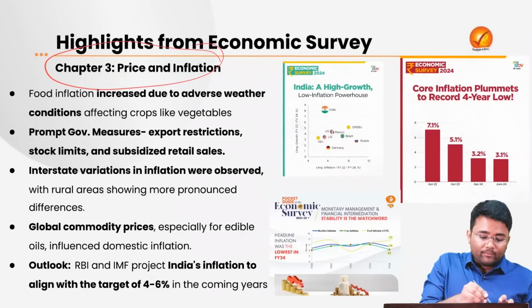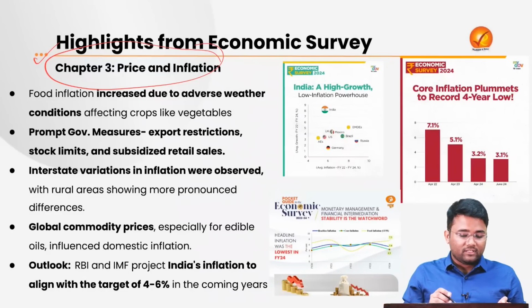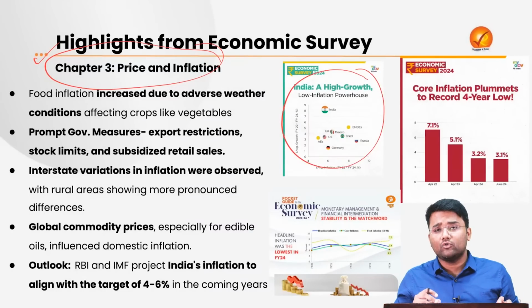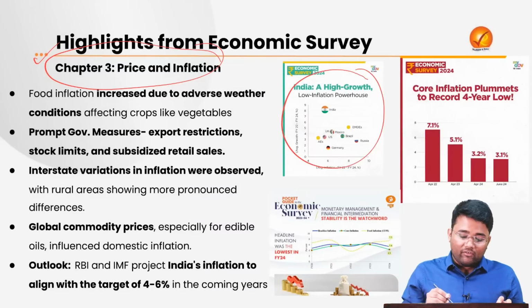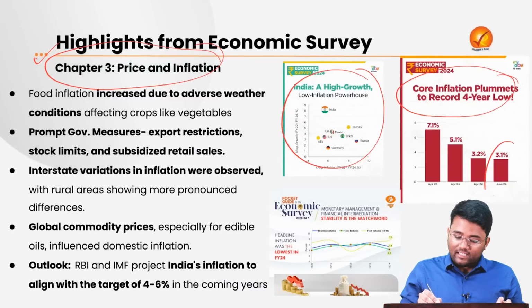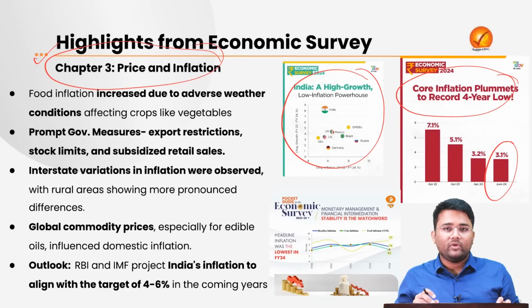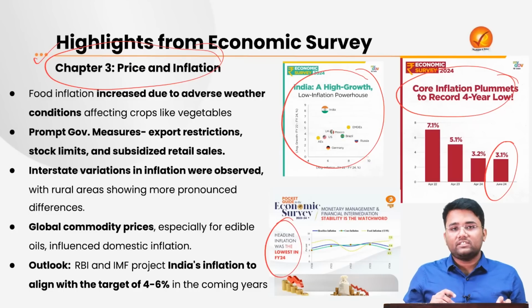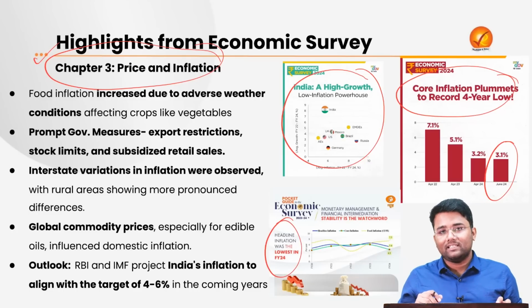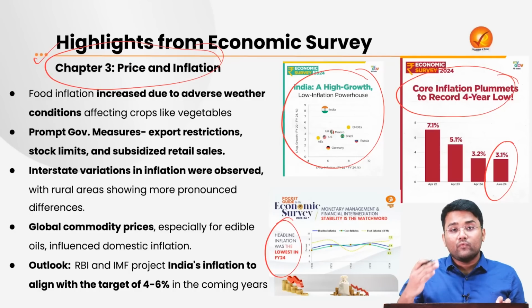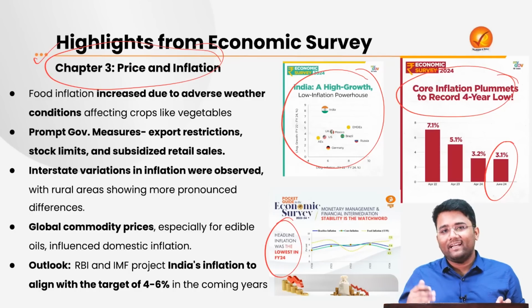Then if we move to chapter 3, that is price and inflation, India has been a high growth and low inflation powerhouse. Our core inflation has plummeted to a record 4-year low. This has been 3.1% in June 2024. And if we look at the headline inflation also, it has been lowest in the financial year 2024. The core inflation excludes the food and fuel items or the volatile items, whereas headline inflation does include that.